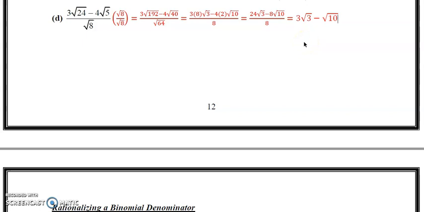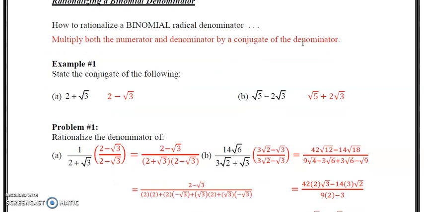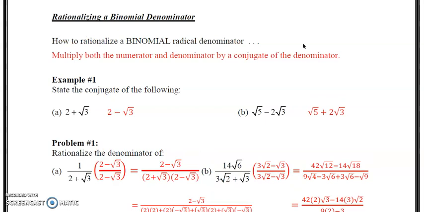It's just to verify that you're correct. So now we have to look at when we have a binomial denominator. A binomial denominator is when we have to multiply by what's called the conjugate of the denominator. It's pretty neat how this little trick works.